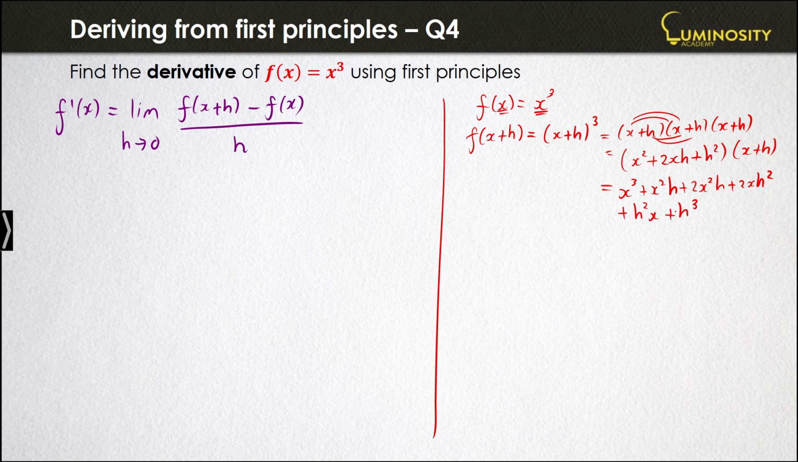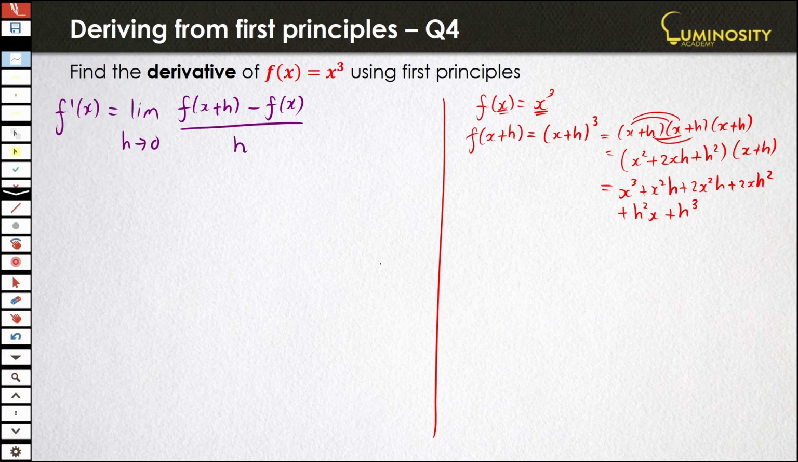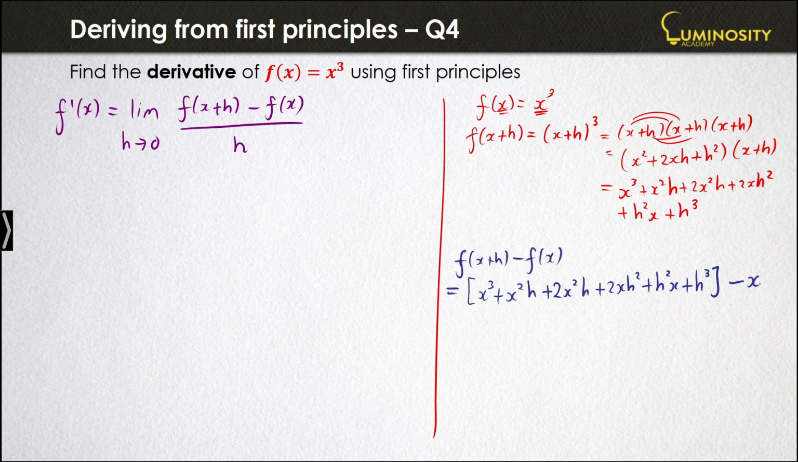So again, lots of algebraic gymnastics. Make sure that we collect and expand the terms correctly. All right, so I'm going to leave it like that for now and then just evaluate that difference. So what's that difference? That is f of x plus h minus f of x. So that's equal to x cubed plus x squared h plus 2x squared h plus 2xh squared plus h squared x plus h cubed, all minus x cubed.